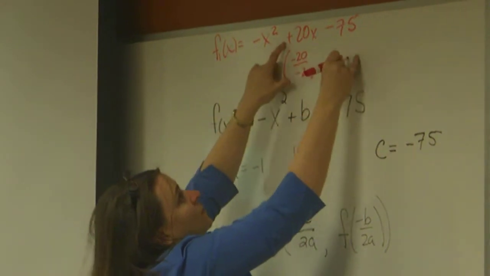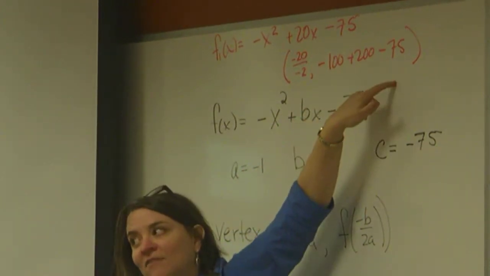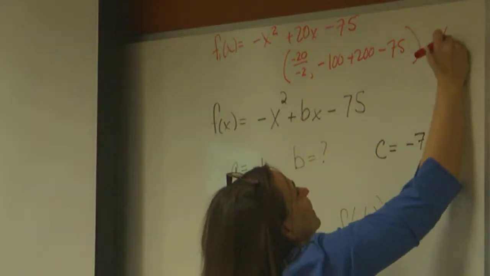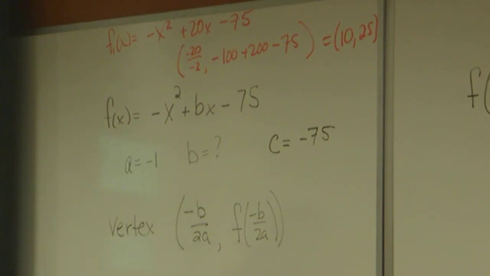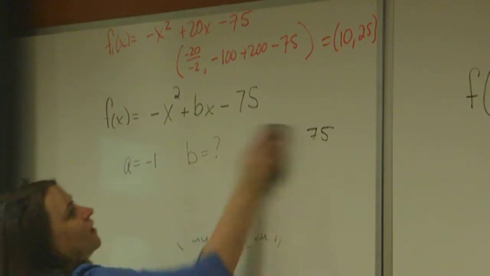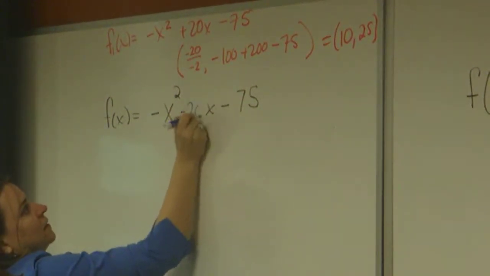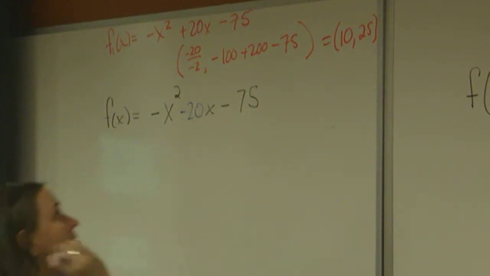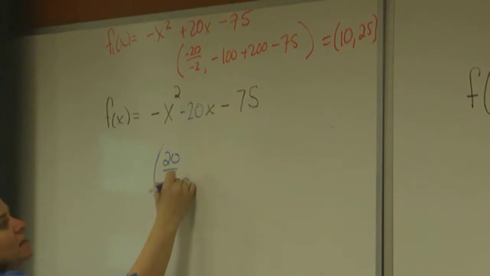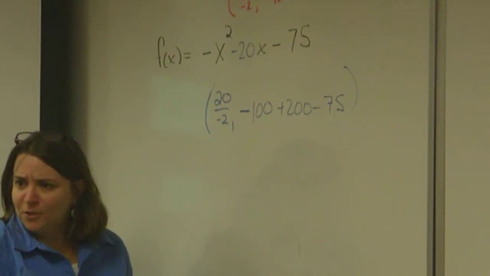I get the opposite of 100 plus 200 minus 75. I'll get 100 minus 75, and that's 25. So that value of B works. Now, does the other value of B work? I don't know. Can I let B be -20? Opposite B over twice A, I get -10. So the opposite of -10 squared plus 200 minus 75. Yeah, works again.